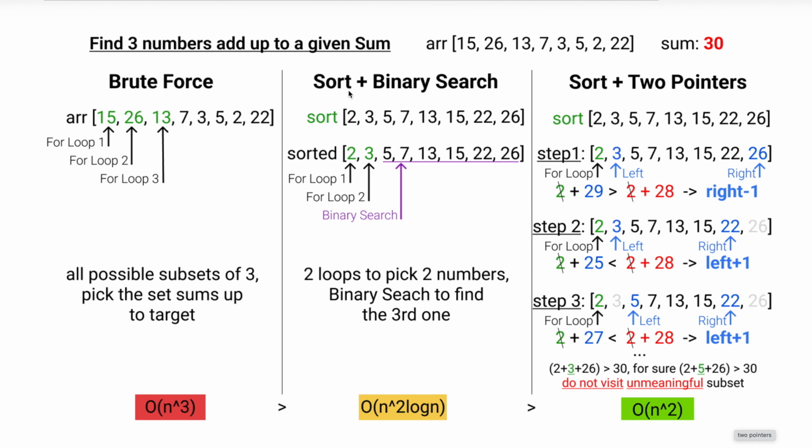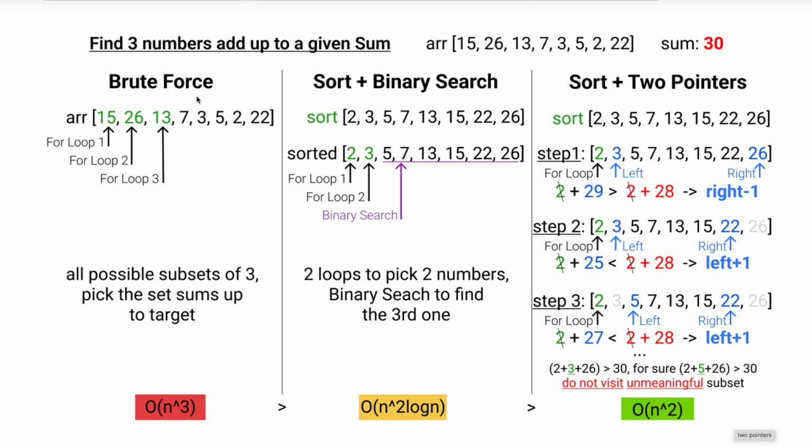Now let's have a look at a typical problem solved by the two-pointers algorithm. Our problem is, we are given an array of numbers and we are asked to find three numbers that add up to a given sum. So basically we're gonna pick three numbers from this array, and those three numbers need to add up to a sum of 30. To solve this problem, by now you should have at least two straightforward methods that you have learned so far, and we're gonna briefly mention them here.